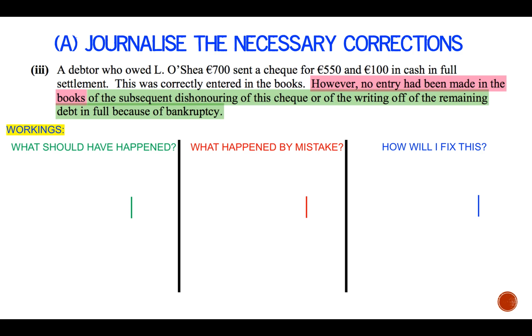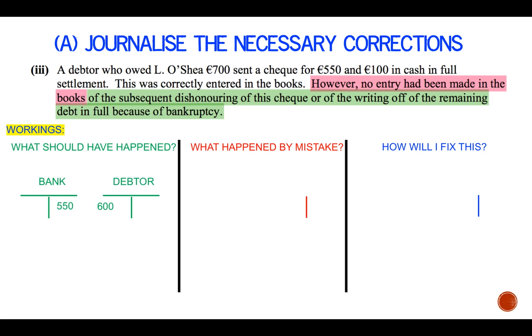So I haven't underlined the first sentence. Why have I not done that? Because this second sentence is telling me that the cheque was recorded correctly in the books. So a debtor who owed L. O'Shea sent a cheque for €550 and €100 in cash in full settlement. So O'Shea received that cheque and that cash, and must also have given the debtor a discount. That was recorded correctly in the books. However, no entry had been made of the subsequent dishonouring of this cheque or of the writing off of the remaining debt in full because of bankruptcy.